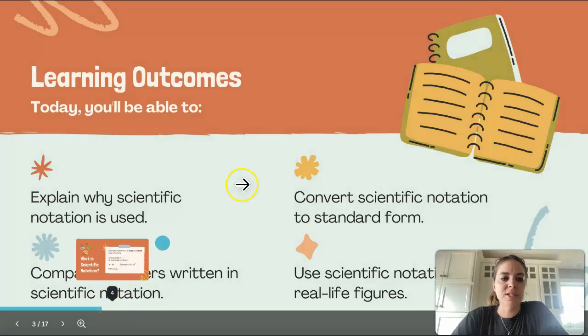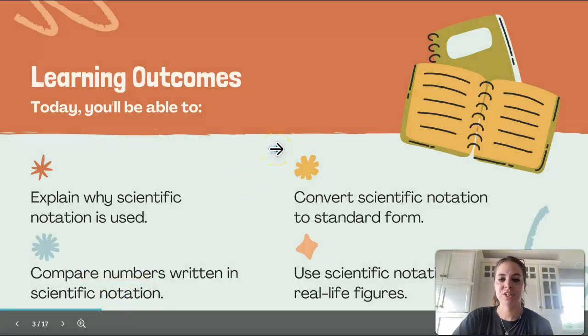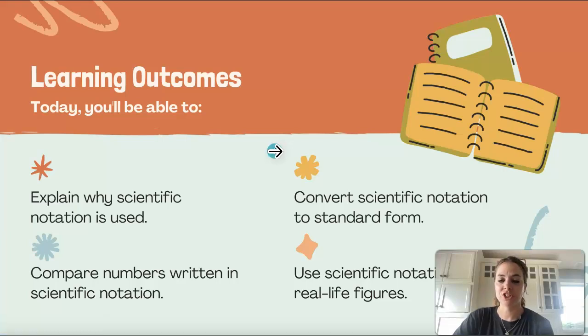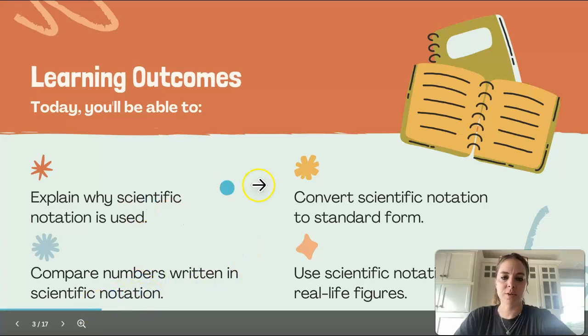So our learning outcomes today are to explain why scientific notation is used and convert scientific notation to standard form. And we won't really do the comparing part, but we're going to stick with these two right up here.